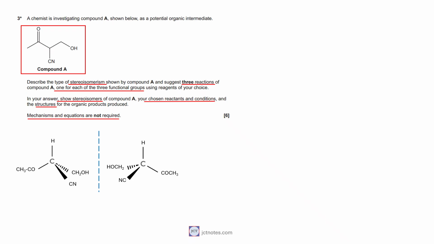For the reactions, we have 3 different functional groups: a ketone, a nitrile group, and a hydroxymethyl group. Since no restrictions are given on which reactions to choose, I will select 3 examples. You could choose different reactions instead, and as long as they are part of the curriculum, they would also be acceptable. For the ketone group, I have chosen reduction using sodium borohydride in aqueous solution at room temperature, producing a secondary alcohol.